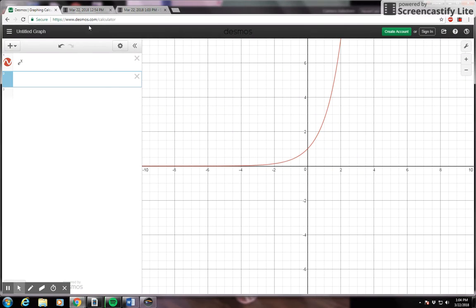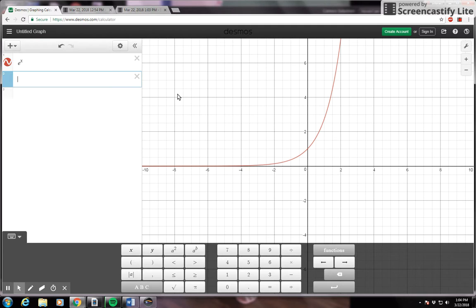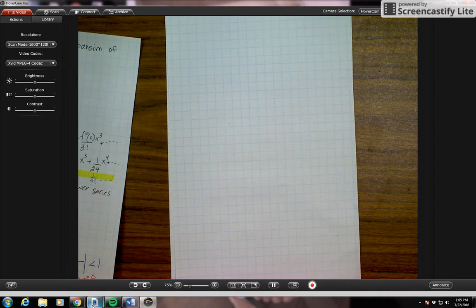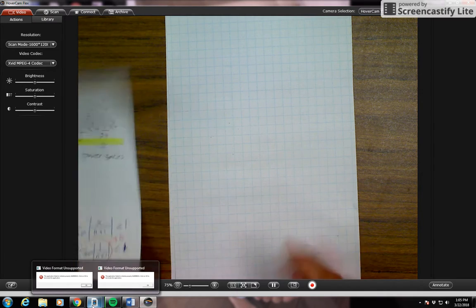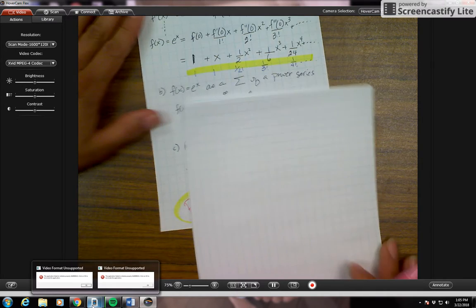Oh, there it is. All right, so we were just talking about e to the x. Now here is a graph of e to the x. What I would like us to do is look at the first degree polynomial of the Taylor expansion of e to the x. One second. What does that mean? I forgot to go over that.